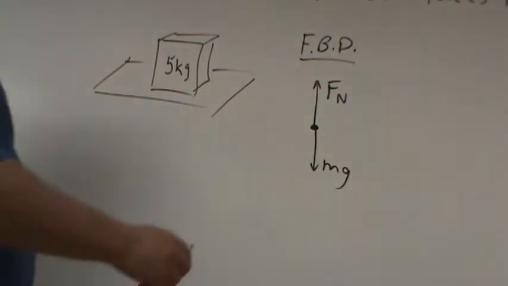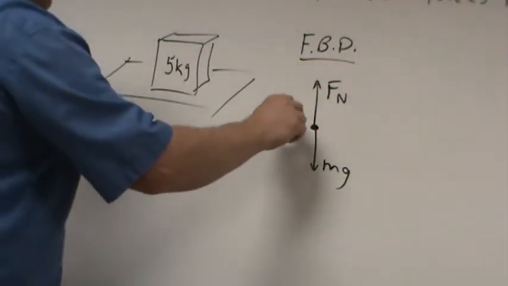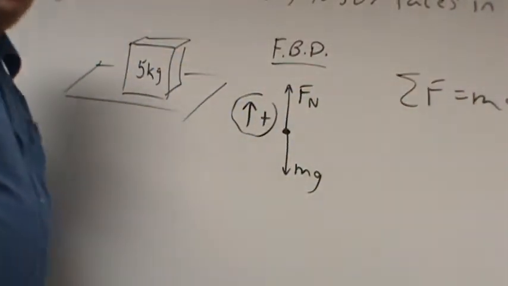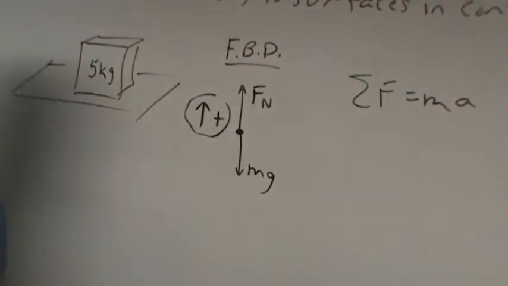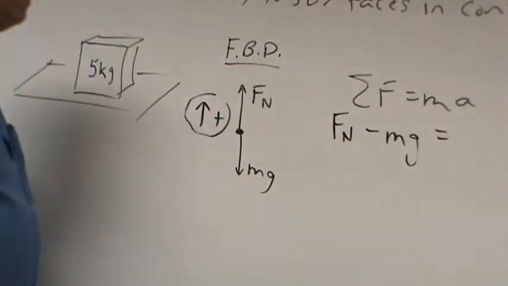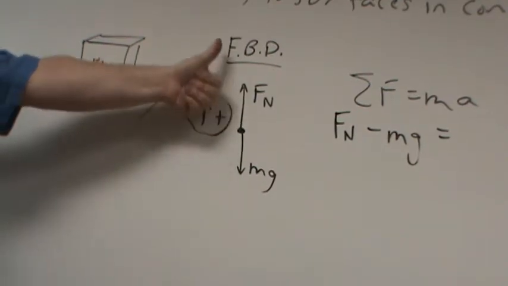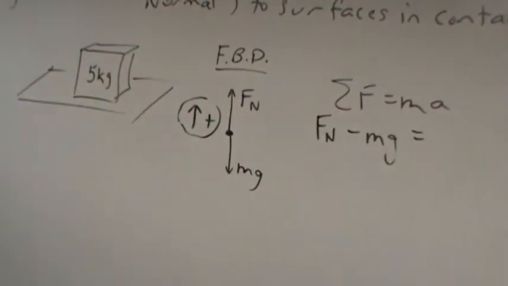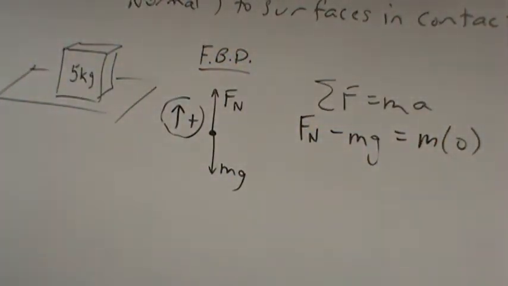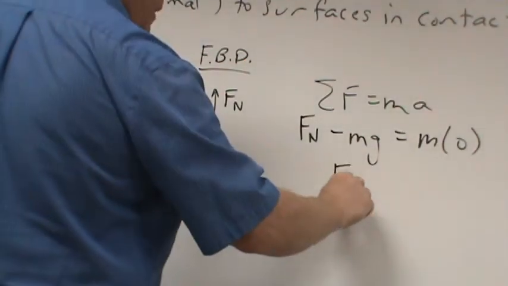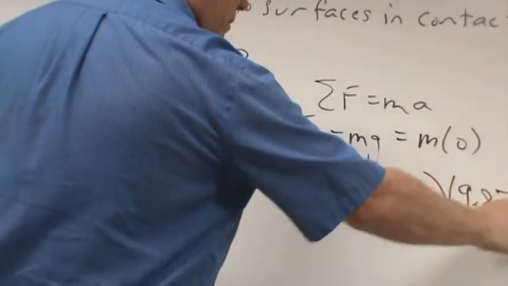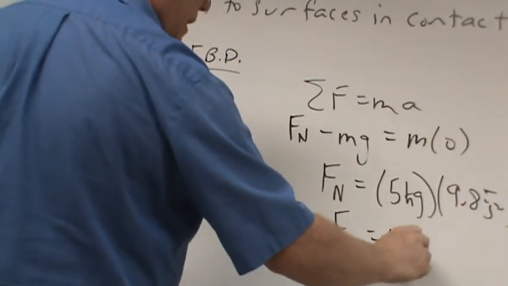Alrighty, I'm going to define up as positive, and then I'm going to do the sum of the forces equals ma, and find what the normal force on this box is. I'm going to list my forces: normal force minus mg. The normal force gets to be positive because it's pointing upward. Mg has to be negative because it's pointing downward. Then I have the mass times the acceleration, but the acceleration is 0 because it's at rest. And so my normal force ends up equaling 5 kilograms times 9.8 meters per second squared. That is, my normal force is 49 newtons.